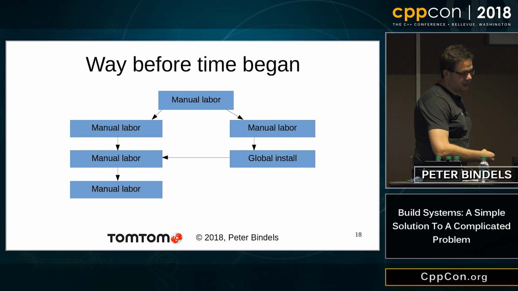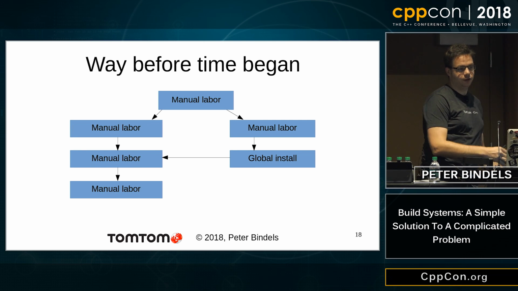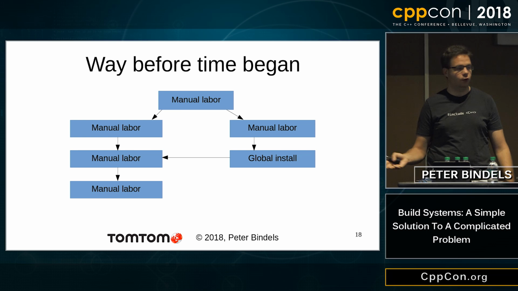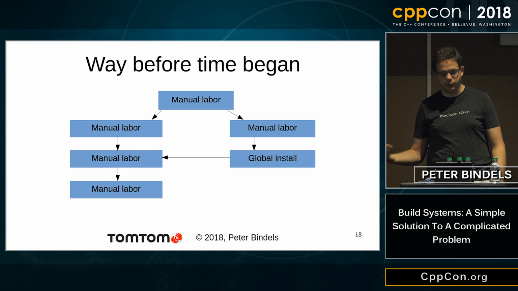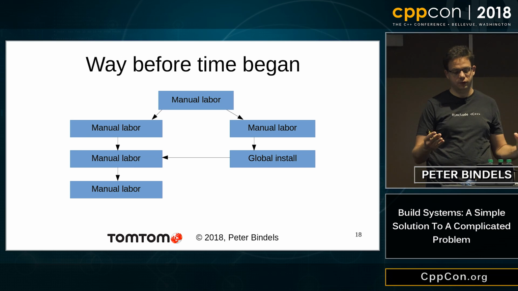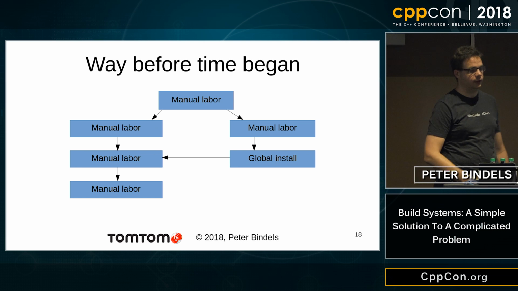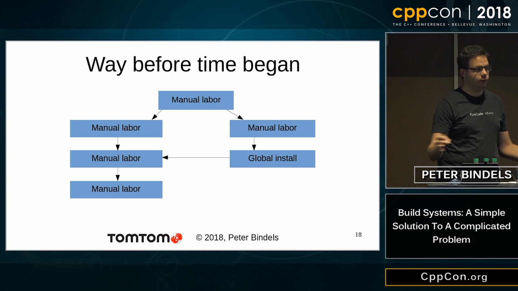So way before time began, we had a whole ton of manual labor. You type in a command to compile, you type in a command to link, you type in just all the commands. And with respect to package information, we don't have any package information. We just install everything globally on the system. Everybody has the same version, everybody uses the same thing. If you upgrade it, everything breaks.